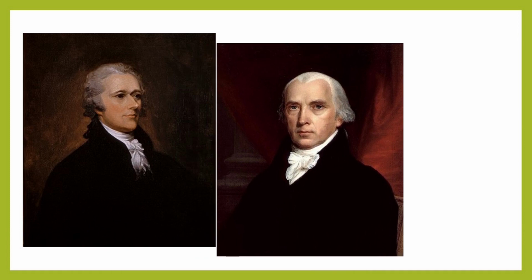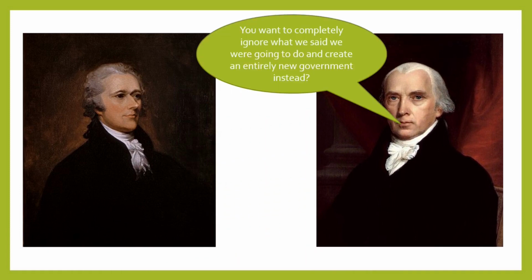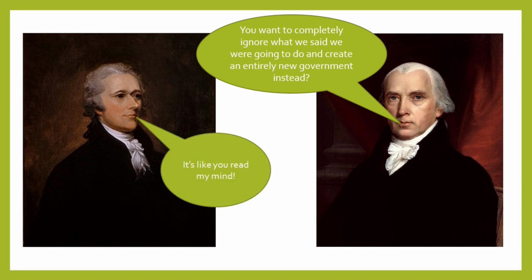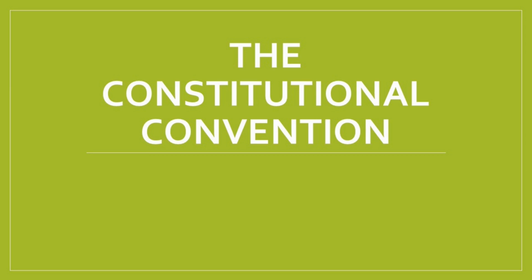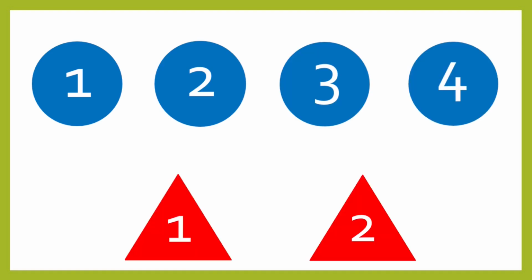However, once the delegates were gathered, Madison and Hamilton quickly convinced them that rather than fixing the old system of government, they should create an entirely new one instead. Thus, the Constitutional Convention began. Now, there was a lot going on at the Constitutional Convention, but I'm going to boil it down to four basic principles that the delegates agreed on and two major controversies that they had to solve.